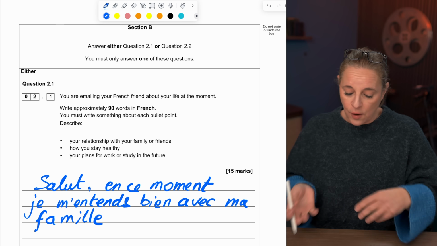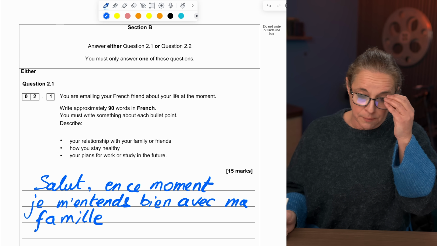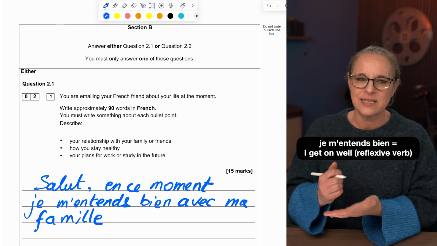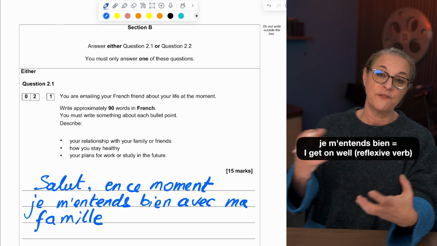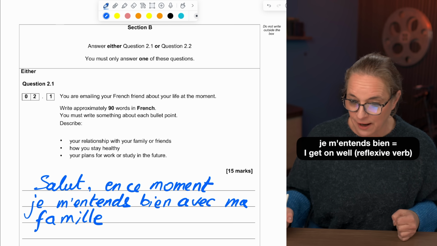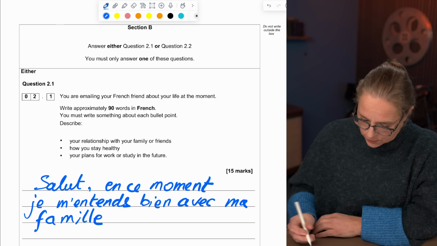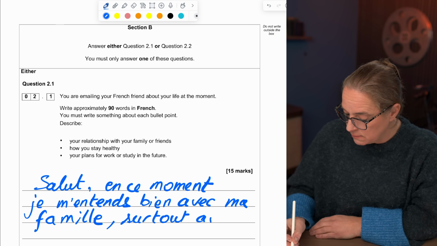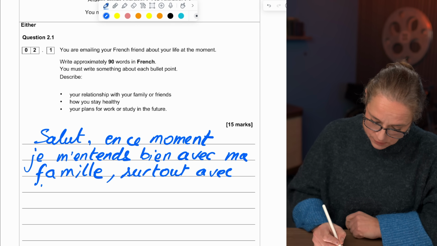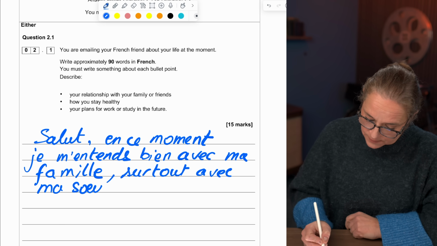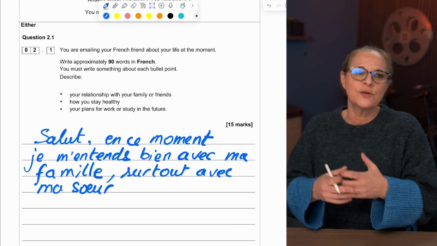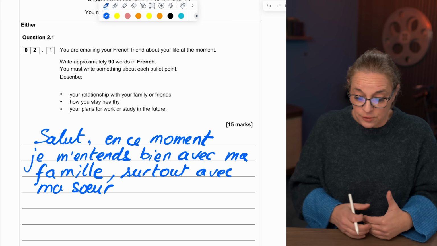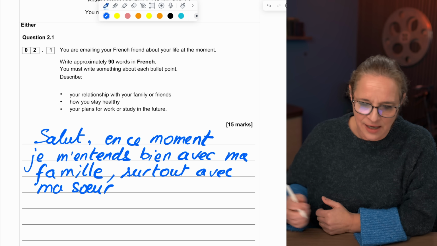All right, so salut, en ce moment, je m'entends bien avec ma famille. Please learn je m'entends bien. I get on well, okay? It is known as a reflexive verb. We need you to learn it by heart, okay? Surtout, we could say especially. Surtout, okay? Avec ma sœur, okay? Ma sœur, par exemple. But of course, if you don't have a sister, you could say surtout avec mon frère. Je m'entends bien avec mon frère. Je m'entends bien avec mes parents, etc., etc.